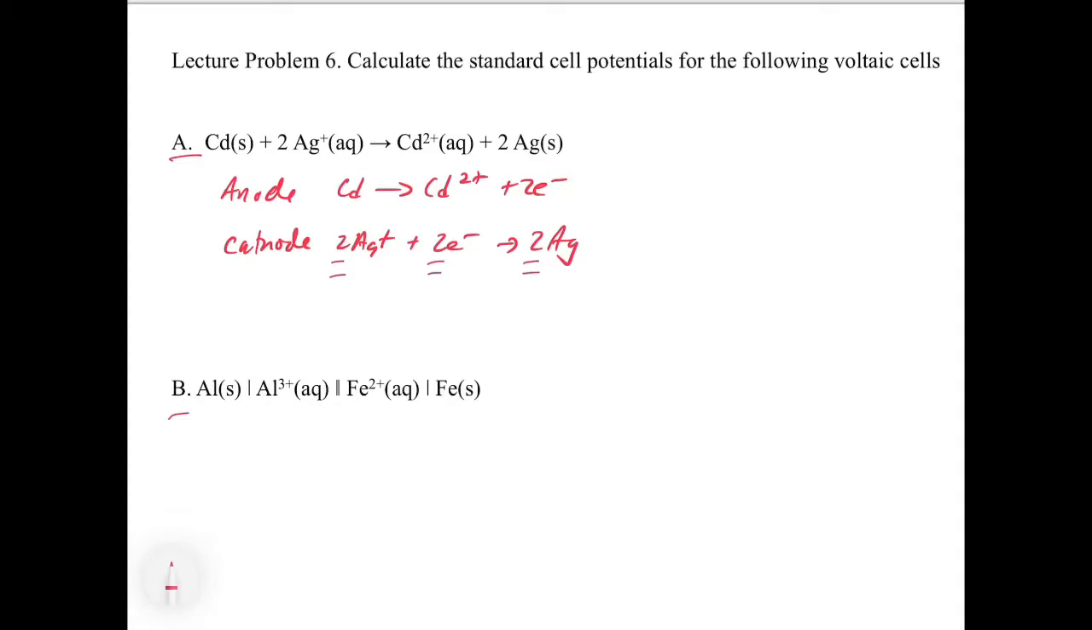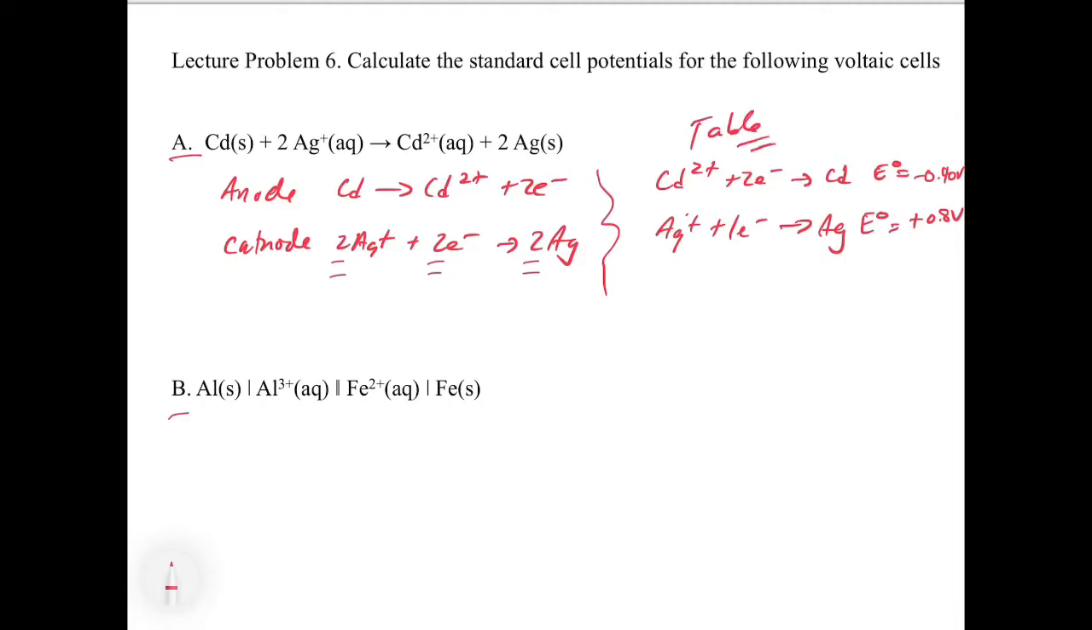So if you go to the table and you look up the cadmium half reaction, you're going to find that the E naught for cadmium 2 plus plus 2 electrons goes to cadmium is equal to minus 0.4 volts. And if you look up silver plus plus 1 electron gives silver, the E naught for this is going to equal plus 0.8 volts. So these come directly from the table.